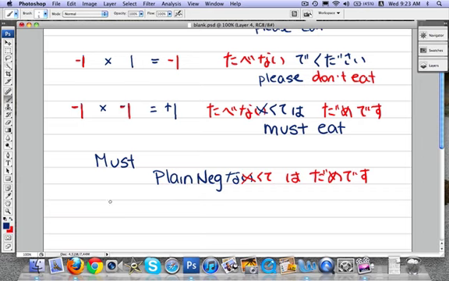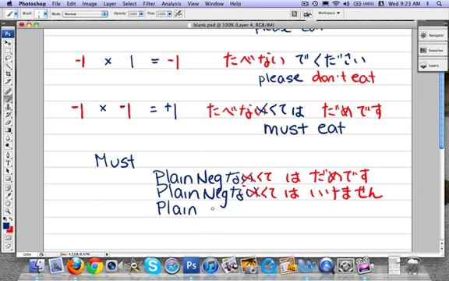Or I could have my plain negative with the nai at the end, and I could do kute wa ikemasen, which is the idea of things can't proceed. Or another, a little bit longer one, that uses a form of if, which is our plain negative. Nakereba, if you don't do it, narimasen, things won't come about. 3 ways to say must in Japanese, requiring a negative and a negative together.